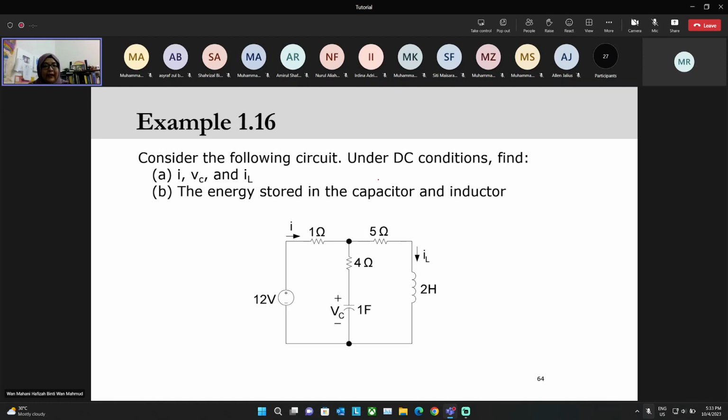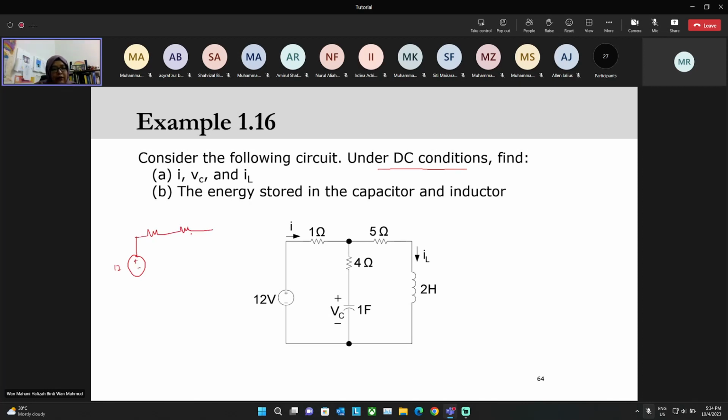Consider the following circuit. Under DC condition, dia memang mention. Under DC condition, find I kat sini. VC, voltage across capacitor, and IL, current that flows through inductor. Okay, soalan A dia itu yang dia minta, and then dia minta energy dekat capacitor dengan inductor. Okay, so once you get this kind of question, bila dah ada je disebut DC condition, redraw terus your circuit.